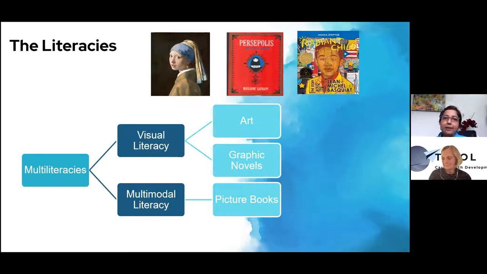And multimodality also includes visual, so I would be looking into visual literacy. So for today's presentation, I would be looking into different strategies, but because of the short period of time, I would be looking at artworks, graphic novels, which are close to my heart, and also picture books, which are used with children in early primary stages.